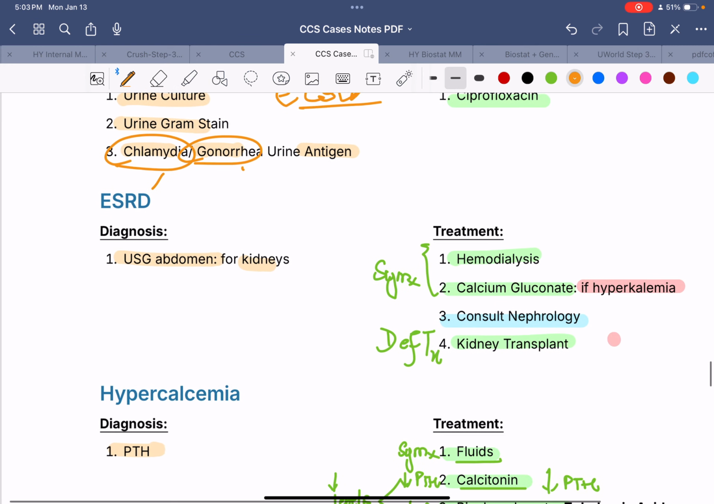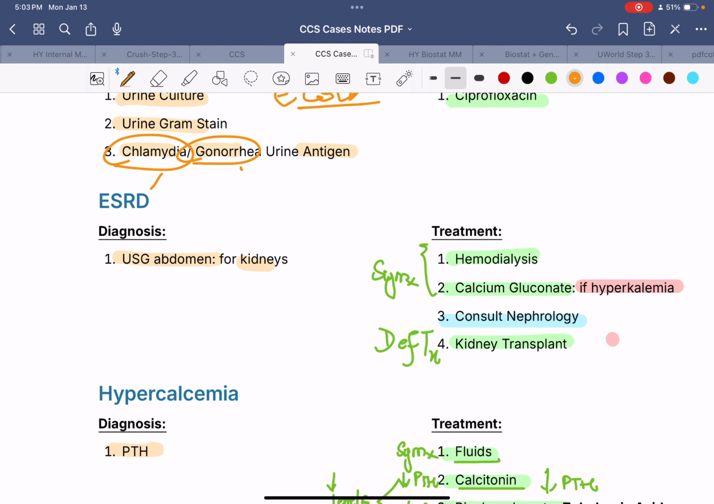Next off, we have end stage renal disease. Of course, one is the basic metabolic profile in which you are going to see urea and creatinine ratio. That is a given. But beyond that, we are going to do a radiological test, an ultrasound of the abdomen for the kidneys, so that we can visualize whether the kidneys are atrophic or of normal size. Then the treatment, one is the supportive treatment for the time being, just symptomatic relief, which would be hemodialysis. And if the patient develops hyperkalemia, then we are going to give him calcium gluconate so that we can stabilize the heart membranes and prevent the development of arrhythmias. And of course, consult nephrology along with the definitive treatment of kidney transplant.